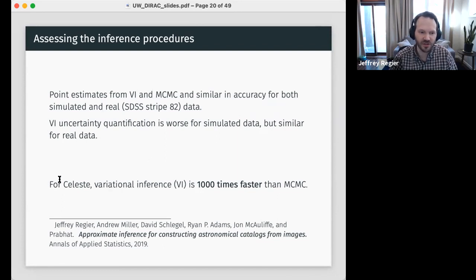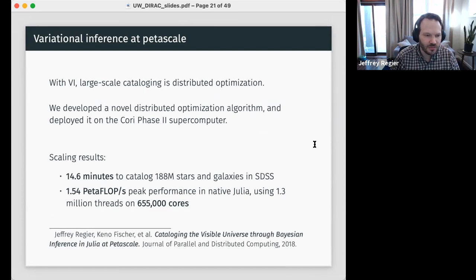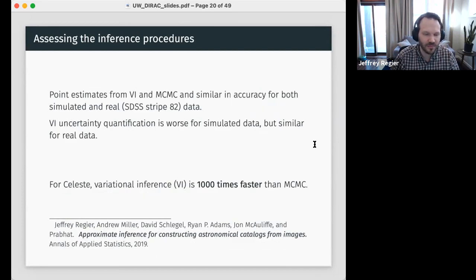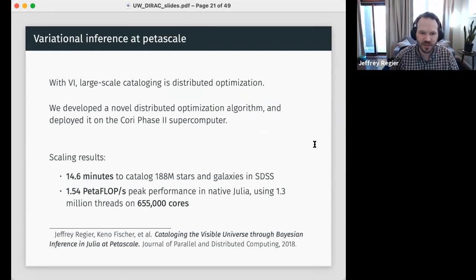In terms of runtime, though, there was no comparison. Our variational inference procedure, using much of the same code as the MCMC procedure, ran 1,000 times faster. This test was done just with a small number of images to compare accuracy. We then wanted to scale it up to run on complete modern surveys. And so I'd say for large-scale cataloging, variational inference becomes a problem of distributed optimization. You have to solve that optimization problem that I showed you earlier using many nodes of a supercomputer. And so we developed such an algorithm.